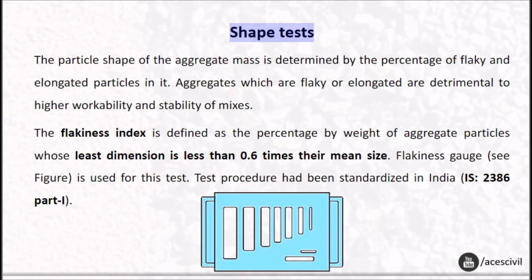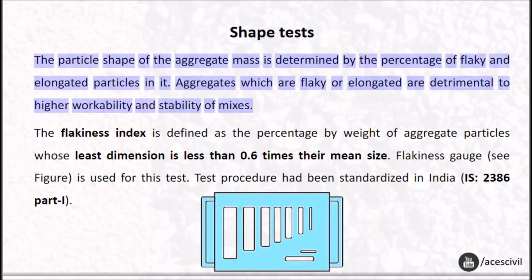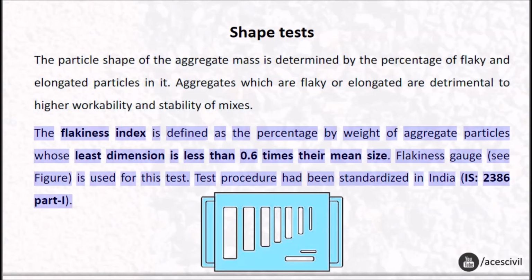Shape tests. The particle shape of the aggregate mass is determined by the percentage of flaky and elongated particles in it. Aggregates which are flaky or elongated are detrimental to higher workability and stability of mixes. The flakiness index is defined as the percentage by weight of aggregate particles whose least dimension is less than 0.6 times their mean size.